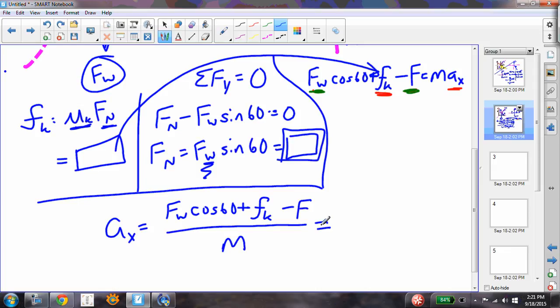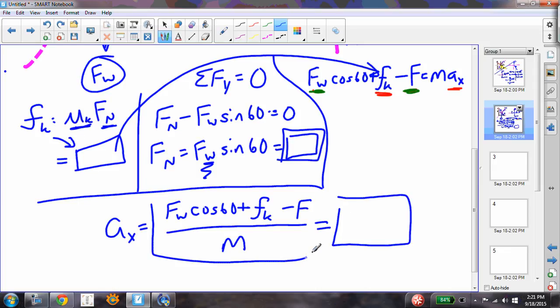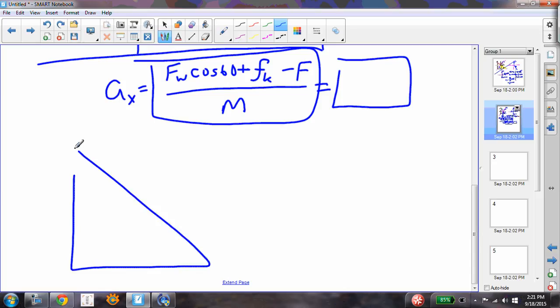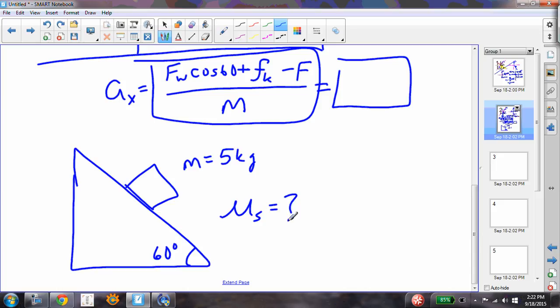I know all those values, they're all given, or I've calculated them, for example, up here, and I can solve it. That's a good example of what you might see. Look back on the old test, you can also find an example. A good problem I like to give is, what if you have a block on an inclined plane? It has a certain mass, say 5 kilograms. Let's say this angle is 60 degrees. What must mu s be in order for this to stay on the inclined plane?